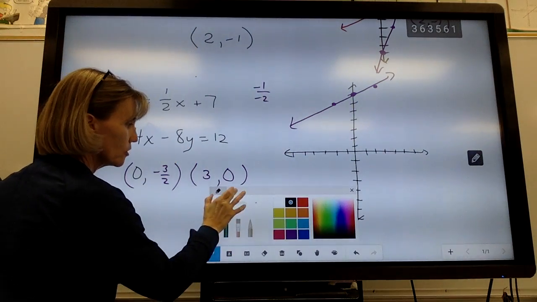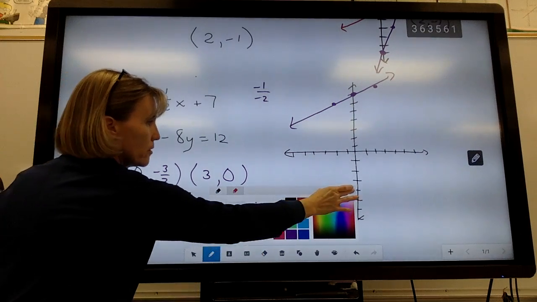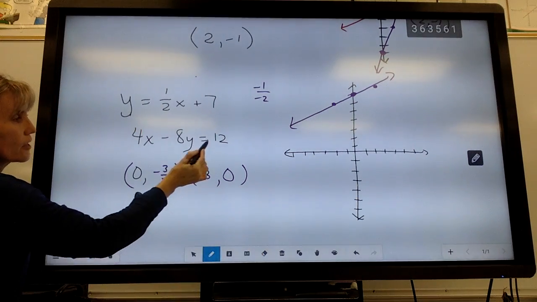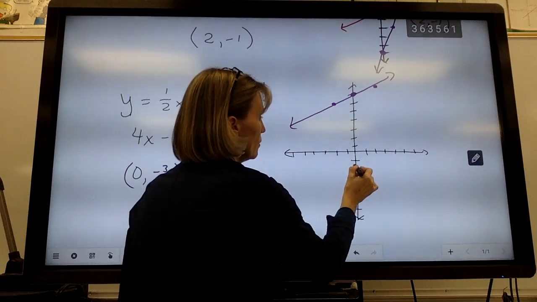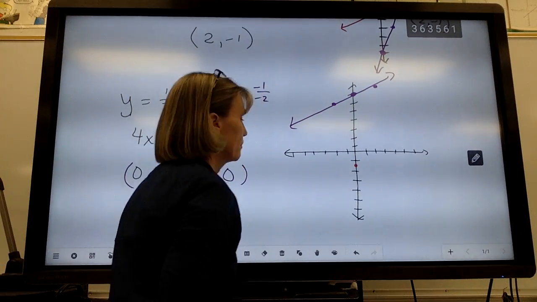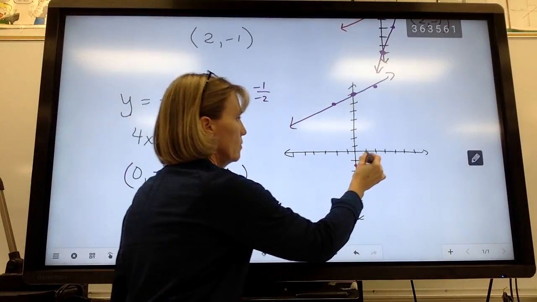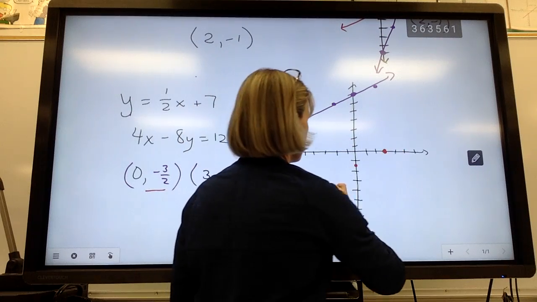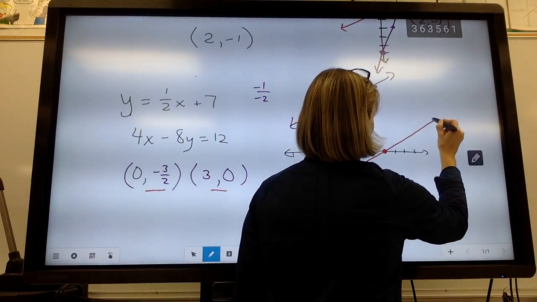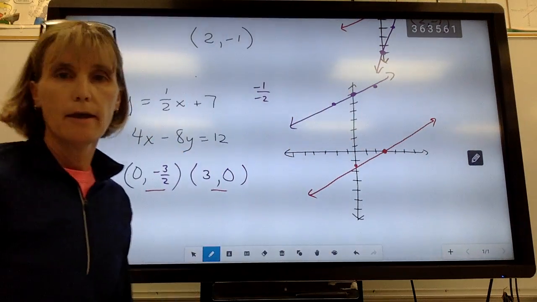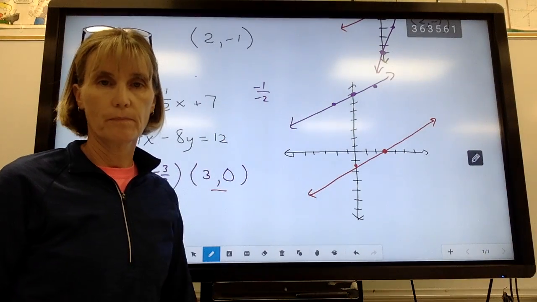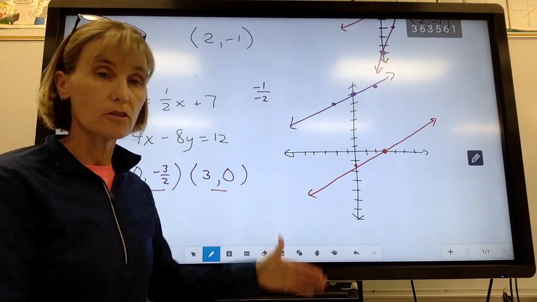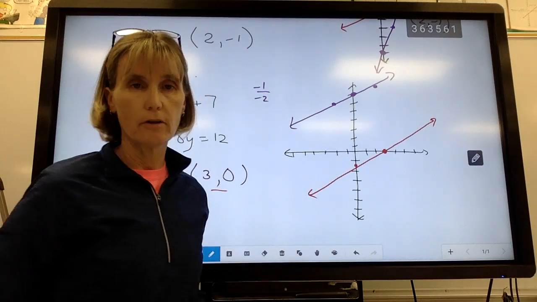I'm going to go ahead and switch colors again. Okay, as I go to graph the second line, I'm going to use the intercepts that I just found. So (0, negative 1.5) is right here, and then (3, 0) is right here. Okay, and what do you think those lines look like? Where are those lines going to cross? Actually, if you said those lines look parallel, they're not going to intersect.